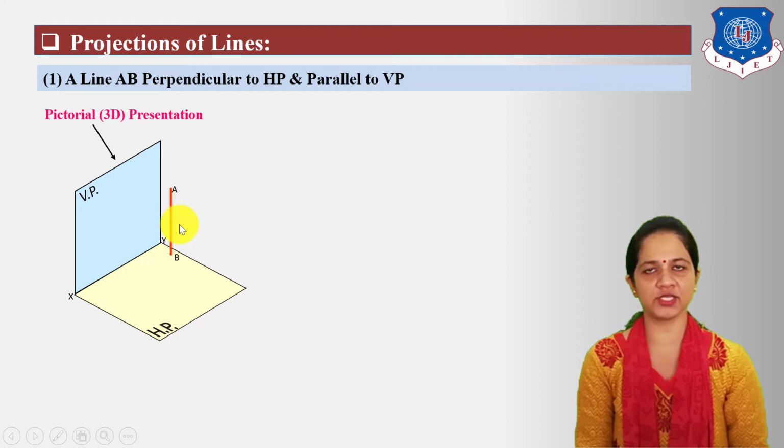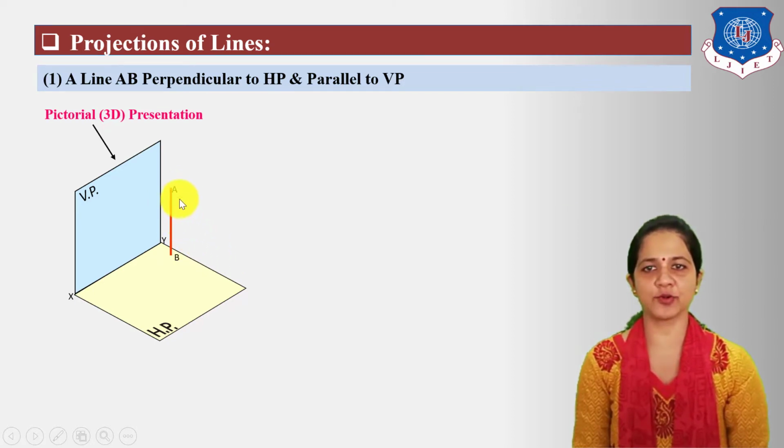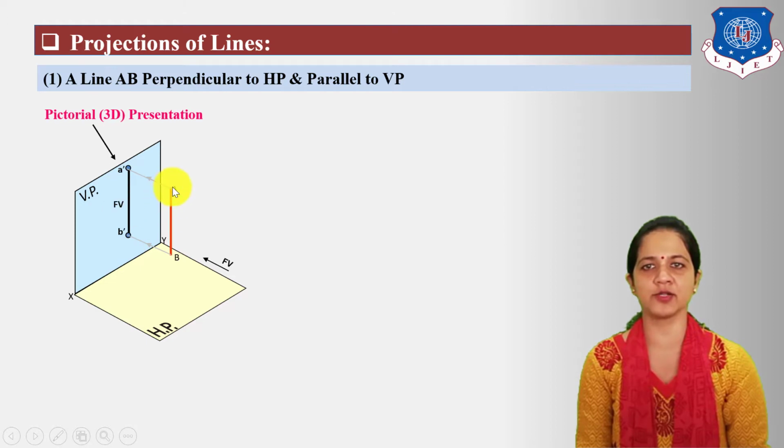Next, take projection from front and top direction of this given line AB. When we take projection of this given line from the front direction, we get its front view on the vertical plane, A dash B dash, and it is a vertical straight line parallel to the given line AB, and the length of the front view is equal to the given line AB.